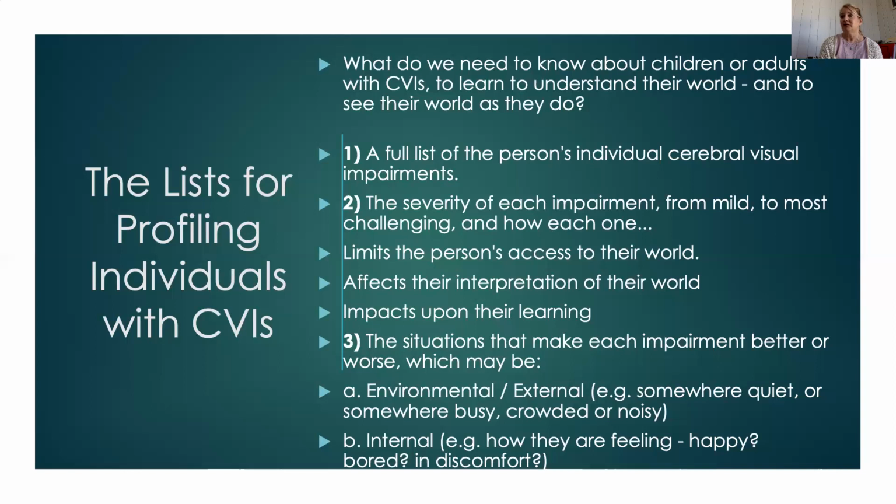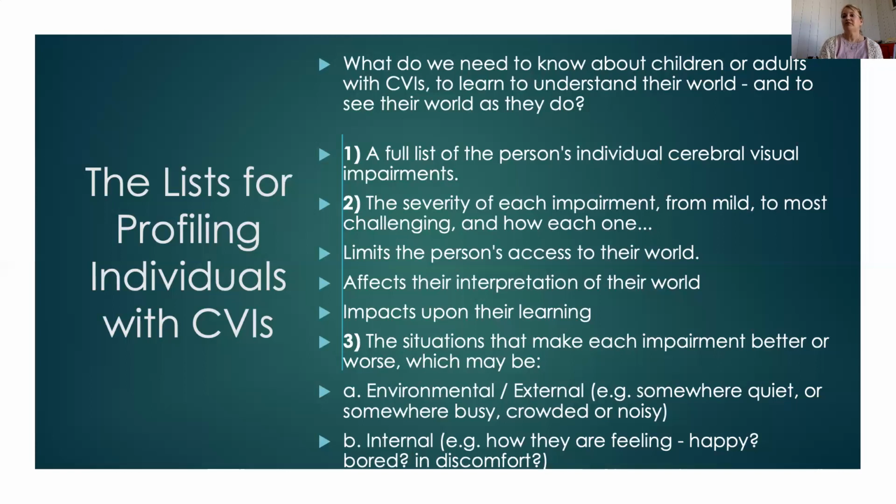Second is the severity of each impairment, from mild to most challenging, and how each one limits the person's access to their world, affects their interpretation of their world, and impacts upon their learning. So talking about access to information, interpreting or perceiving, and then how that impacts them learning.